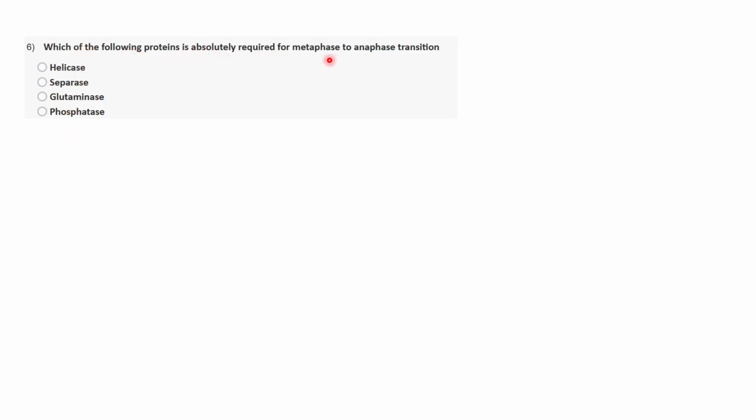Which of the following proteins is necessary for metaphase to anaphase transition? These are the four kinds of proteins: helicase, separase, glutaminase, and phosphatase. During the metaphase to anaphase transition, which protein is essential? So you need to answer this. We discussed this. Separase, sir.